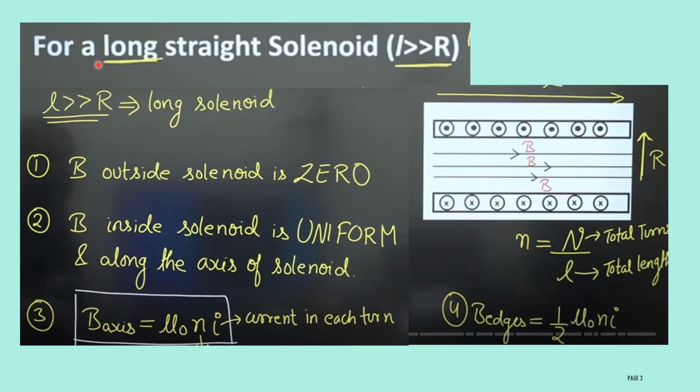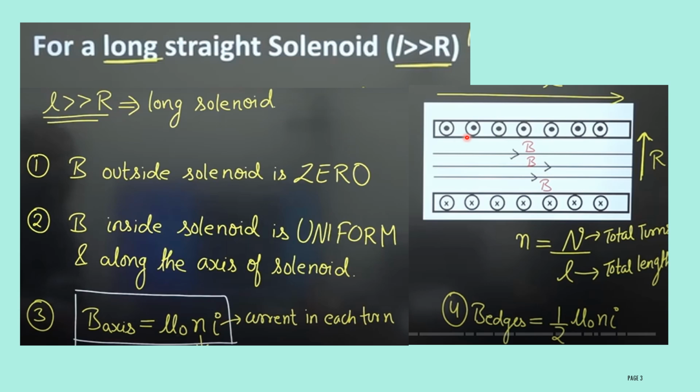Let us consider the case of a long straight solenoid. Here they are given the condition: the length of the solenoid is much longer compared to the radius of the solenoid. Consider this is the length of the solenoid and this is the radius of the solenoid. That one we will call a long solenoid.